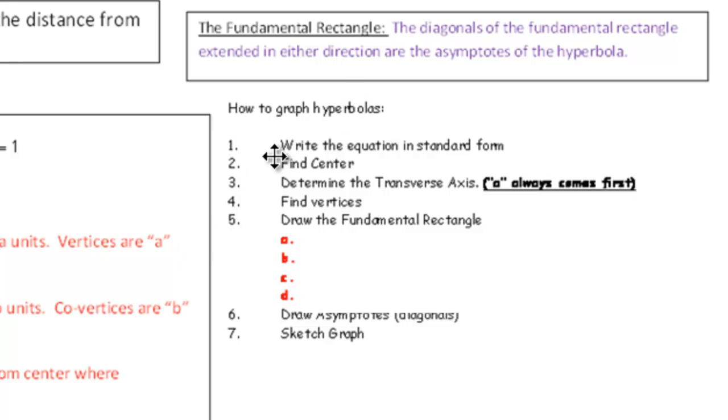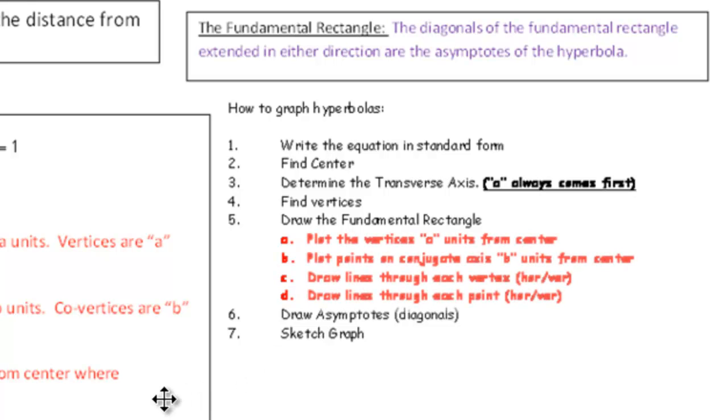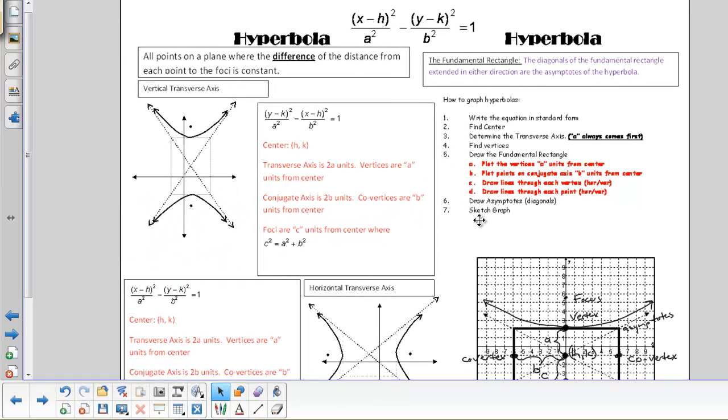The way that you graph a hyperbola is by following these 7 steps. Once you write it in standard form, you're going to find its center, and then you're going to determine your transverse axis, draw your vertices, and then draw the fundamental rectangle. The way you're going to draw the fundamental rectangle is by plotting the vertices a units from the center. Plot the points on the conjugate axis b units from the center. Draw the lines through each vertex, horizontally and vertically, and then that's going to give you your rectangle. Once you draw the diagonals of the rectangle, you've drawn your asymptotes, and then you can sketch the graph.